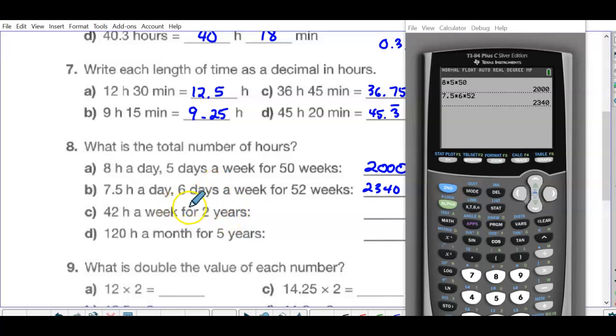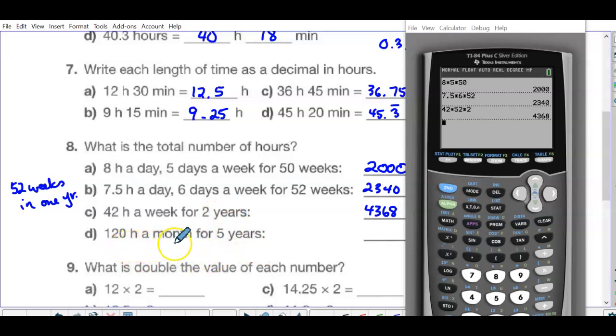Then 42 hours a week for 2 years. So you have to remember how many weeks are in a year. There's 52 weeks in 1 year. So that means if you work 42 hours a week times 52 weeks in a year times 2 years, that might be how many hours you work. Usually you do get vacation, but we'll just do that calculation for right now.